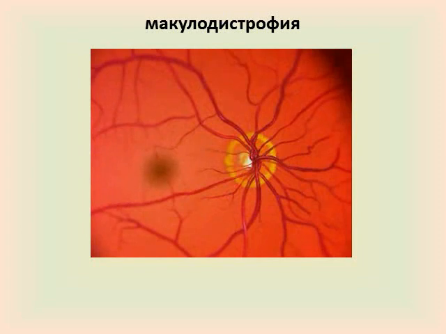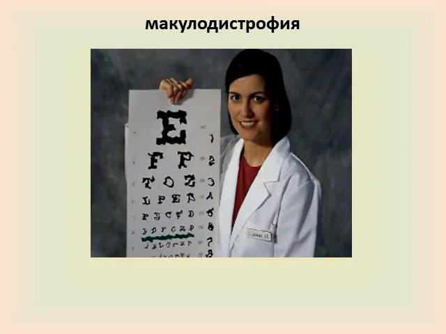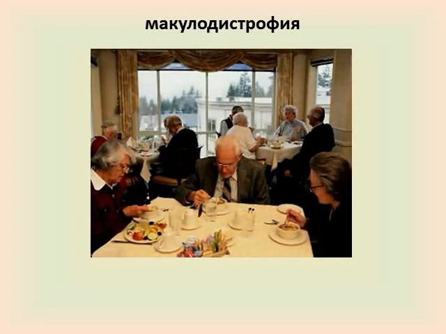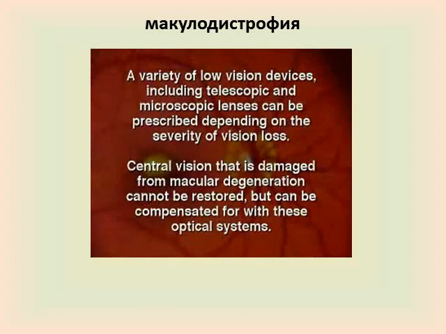When the macula deteriorates because of aging, a breakdown of the delicate macular tissue occurs, and objects may become blurred, distorted, and lose their color. It is also possible to see a dark or empty area in the center of the visual field. A variety of low vision devices, including telescopic and microscopic lenses, can be prescribed depending on the severity of vision loss. Central vision that is damaged from macular degeneration cannot be restored, but can be compensated for with these optical systems.